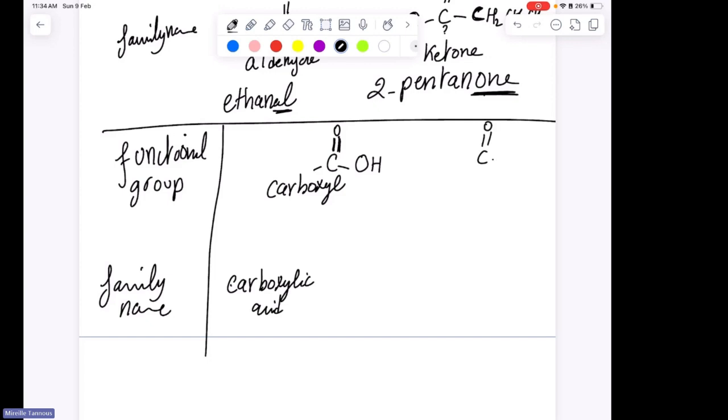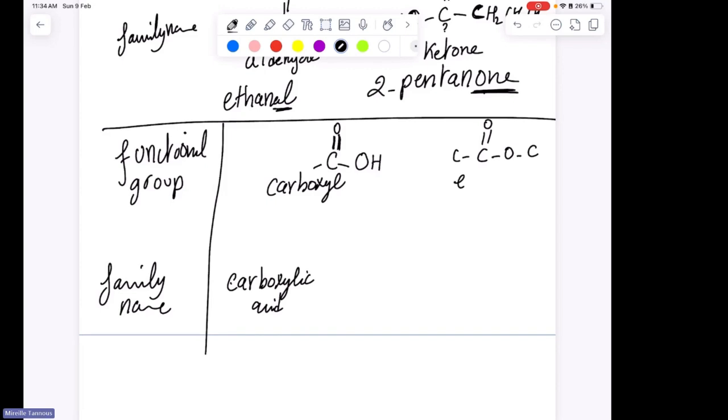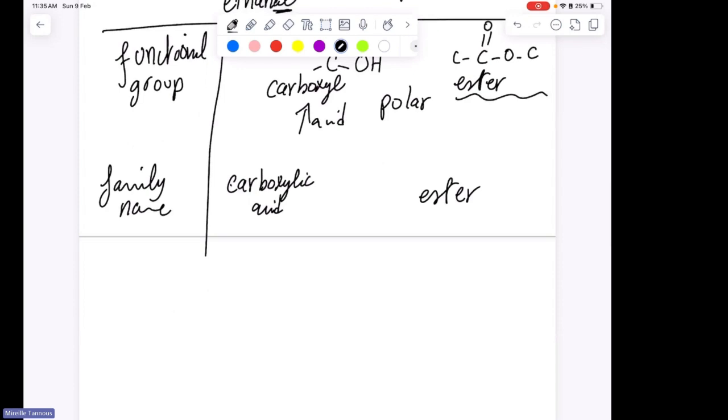Now, if this carbonyl group was related to O and the O is connected to another alkyl group, meaning a carbon chain, this now will belong to the ester family. Okay? Now, the properties that we talked about is that both of them again are polar. I mentioned that this is an acid, and this one is used for fragrances, nice smell, perfumes, candles, flavors. All of these things are the uses of esters. And the last thing I mentioned was the naming.